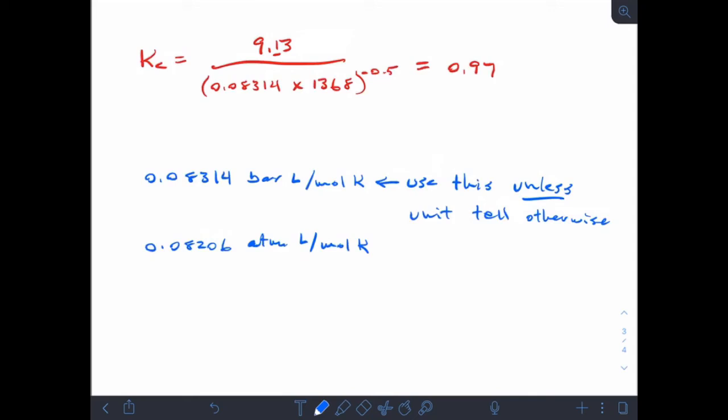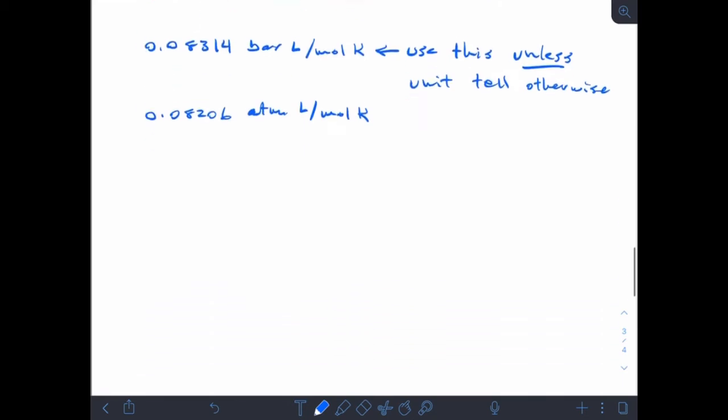Okay? So if you're given a problem and all of the partial pressures and all the information is in atmospheres, you're going to want to use atmospheres. Okay? But if you're not specified, or even better yet, if it gives you the units in bars, that is sort of a dead giveaway which value of R you're going to use. Okay? But by default, we go with the one that's related to bars. So let's do another practice problem.